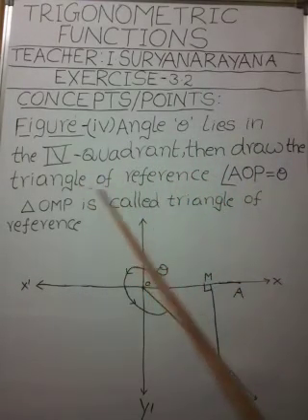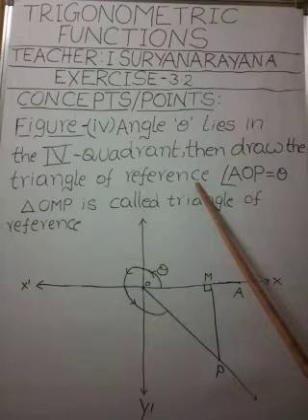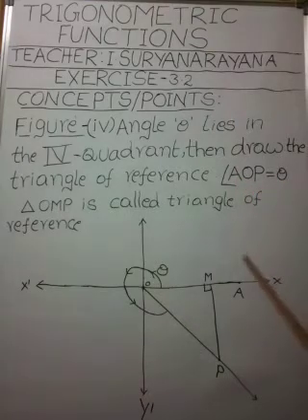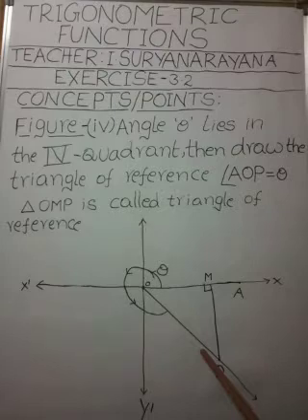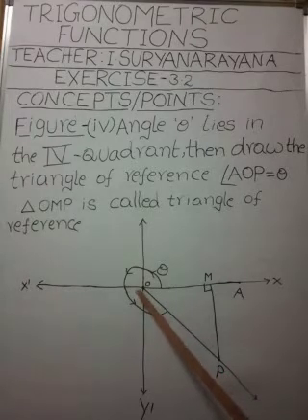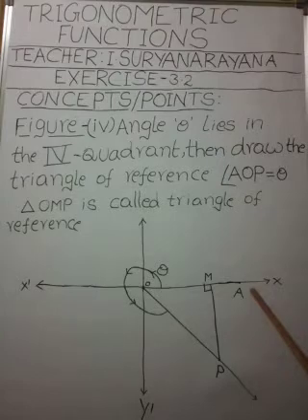They don't give this sentence, my dear children: draw the triangle of reference. We have to draw the triangle of reference. Here angle AOP is theta. Angle AOP is theta. Here we can say that angle AOP is in the standard position because the vertex of the angle theta is the origin and the initial side of the angle OA is positive x-axis. These two conditions are satisfied. Then we say that the angle is in the standard position.